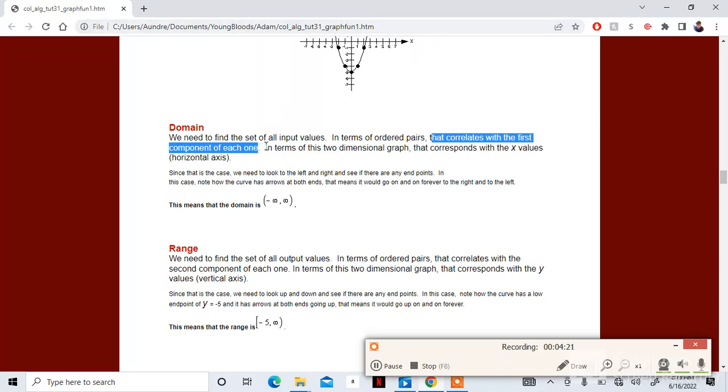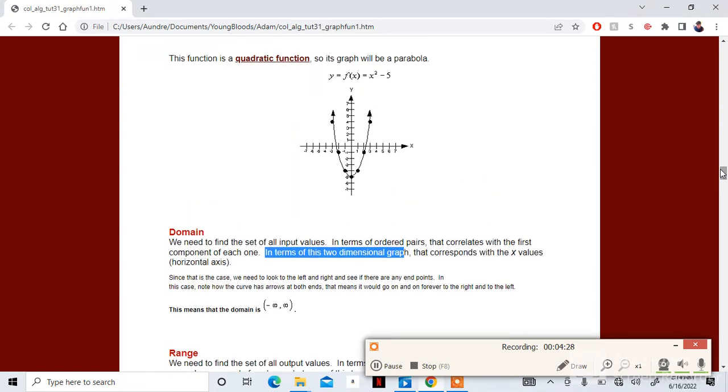Alright, in terms of a two-dimensional graph, so this plotted out line graph. There's like 3D graphs with like cubic shapes and big shapes and it looks all animated and like ultimate CGI, but this is just the line across, line up and down. These two lines. Two-dimensional graph. That corresponds with the x values.